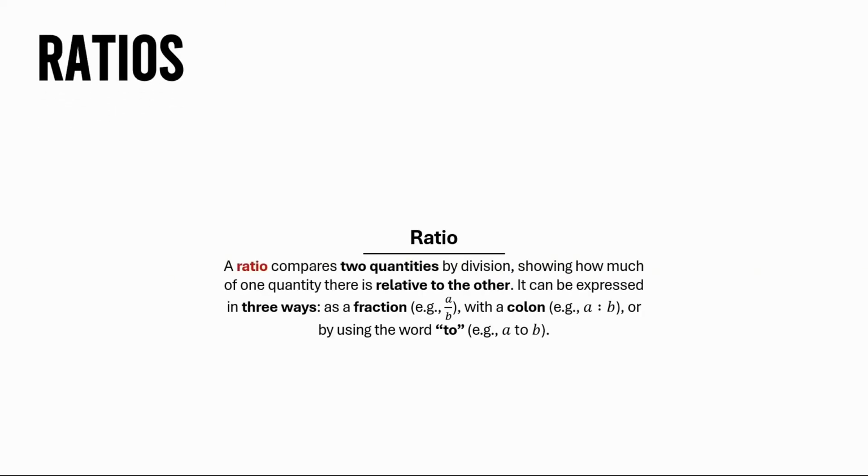Ratios. A ratio compares two quantities by division, showing how much of one quantity there is relative to the other. It can be expressed in three ways: as a fraction, a over b, with a colon, a colon b, which is read a to b, or by using the word to, a to b. These are all ways to express a ratio.